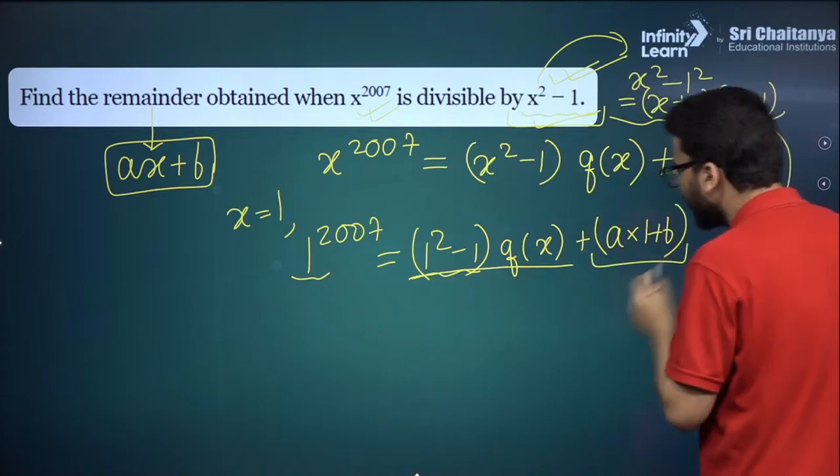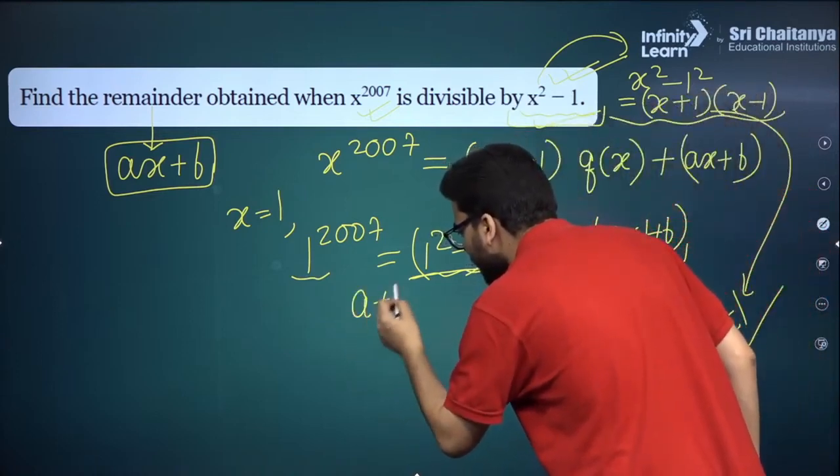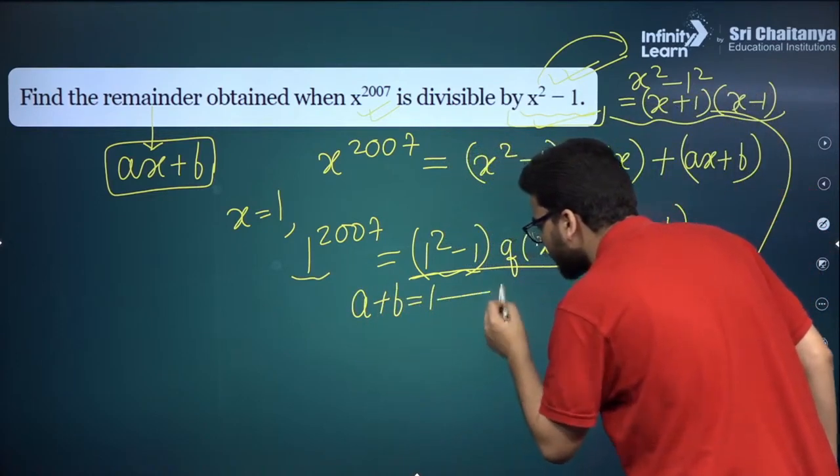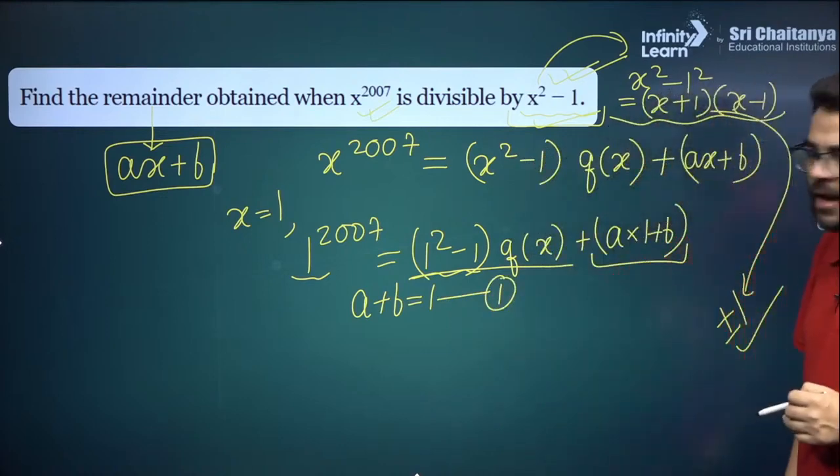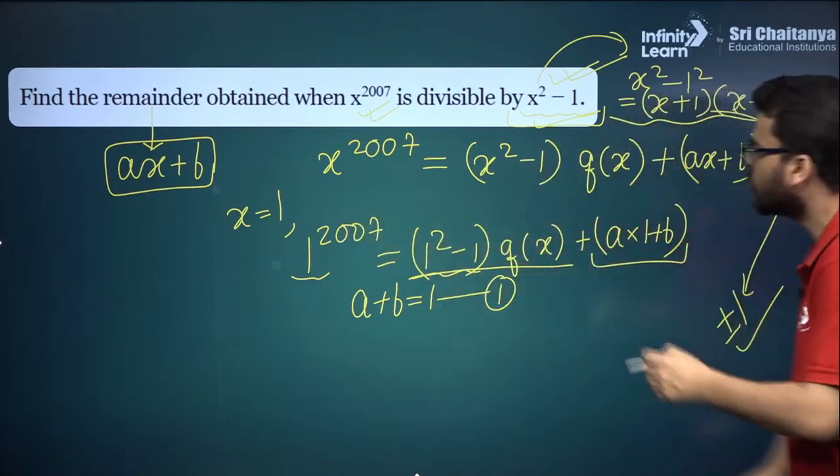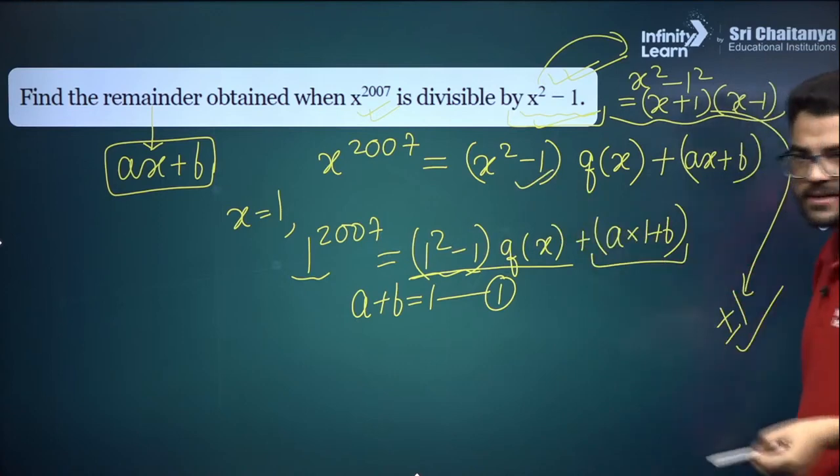So what equation you will get over here, guys? You will get a plus b is equal to 1. This is the first equation. I hope that is clear. Now if you put the second zero of this polynomial, the second zero is minus 1 over here.